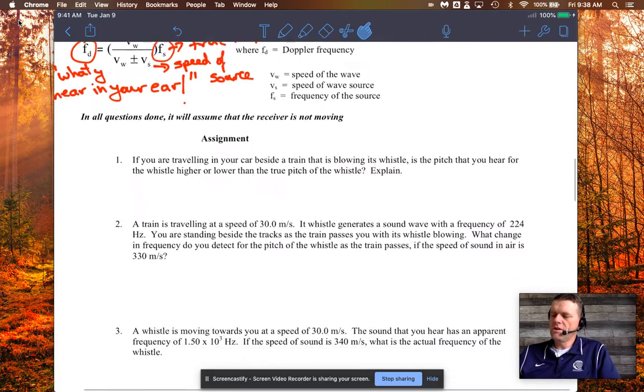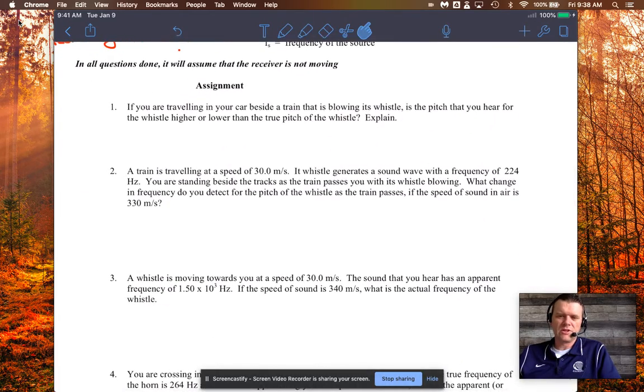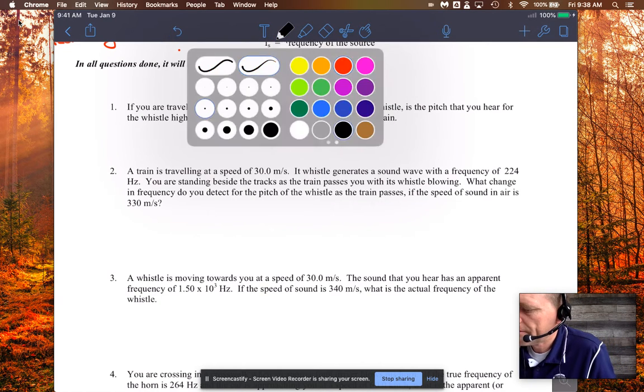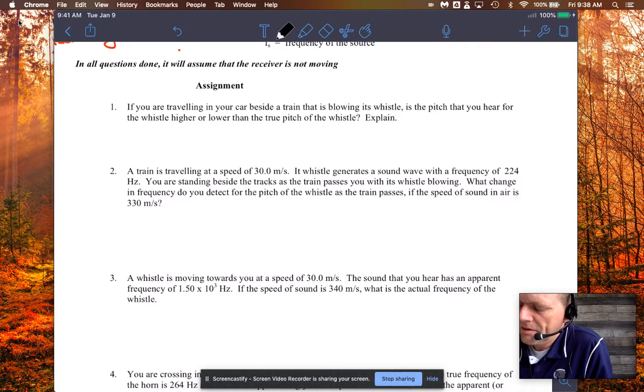Maybe I want to just do question number 2 with you. I'll post the answers here, and I'll do one other one with you. So a train is traveling at a speed of 30 meters per second. If you can identify that right away, that would be the speed of the source. With these questions, just go really slow because there's a lot of variables, and take your time to identify what everything is. Its whistle, sorry, that's a typo, generates a sound wave with a frequency of 224 hertz. That would be the source frequency.